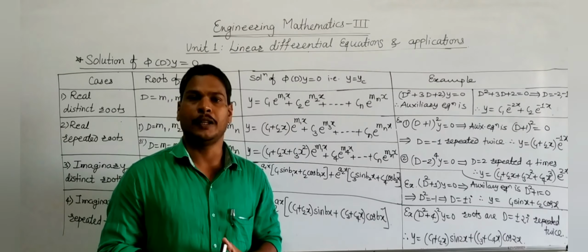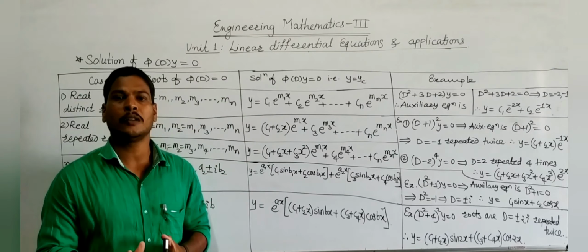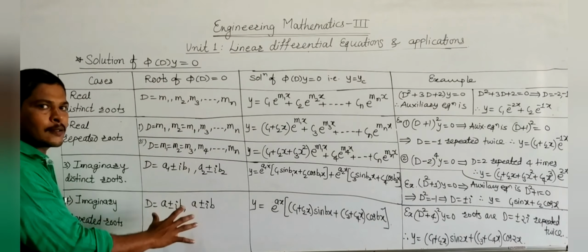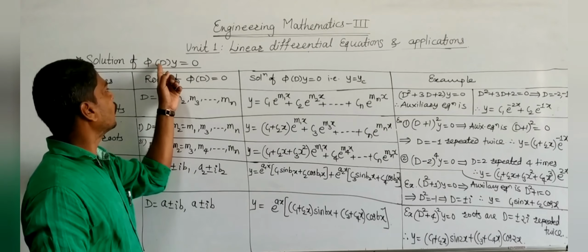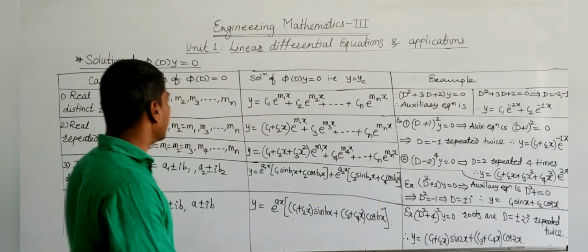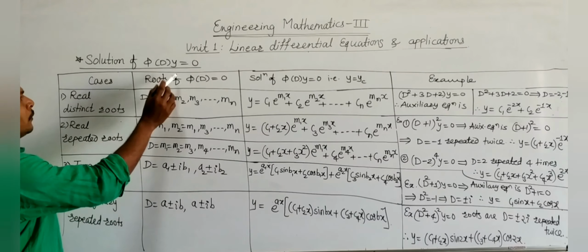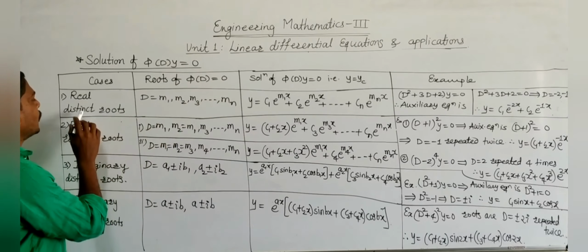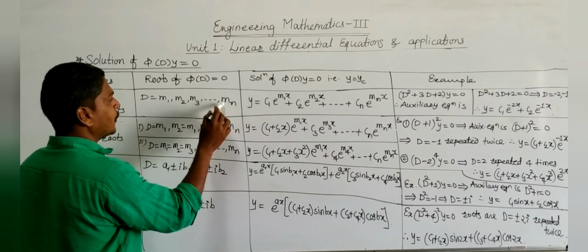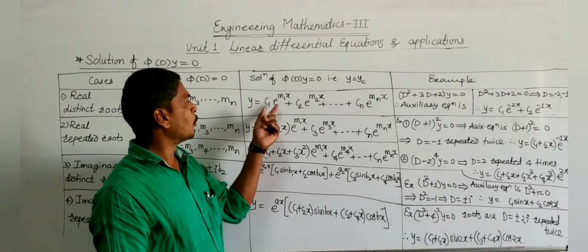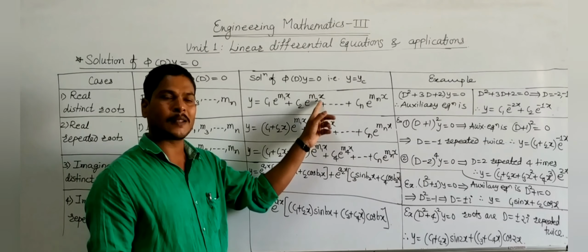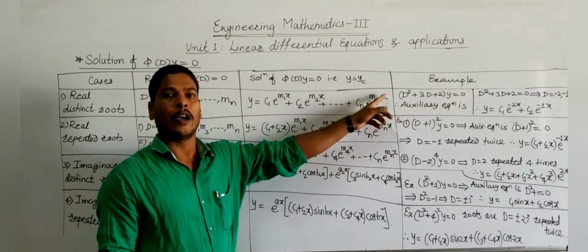That means a linear differential equation with constant coefficient and function f of x equal to 0. So these are various cases for finding the solution of phi D y is equal to 0 with some particular examples. The first case is, if phi of D is equal to 0 has real and distinct roots, that means D is equal to m1, m2, m3 and so on up to mn, then the solution is y is equal to c1 e raised to m1x plus c2 e raised to m2x plus and so on plus cn e raised to mnx.